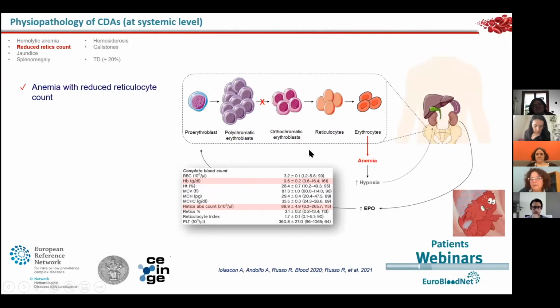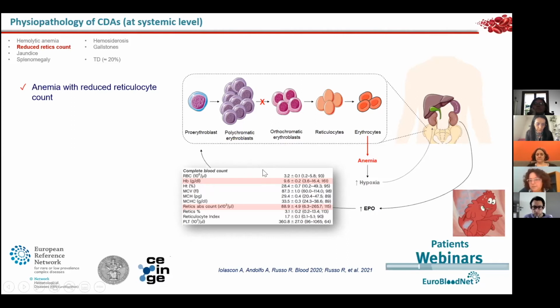The first aspect, of course, is the occurrence of anemia, and also the occurrence of reduced reticulocyte count, because if we have a block in this step, the bone marrow cannot produce an adequate number of reticulocytes, and this accounts for a reduction of hemoglobin level in the patient, and subsequently in a reduced oxygenation of the tissues, so increased hypoxia, that triggers the production of erythropoietin, that is the hormone essential for the differentiation and proliferation of the red blood cells. And this hormone is produced by the kidney.